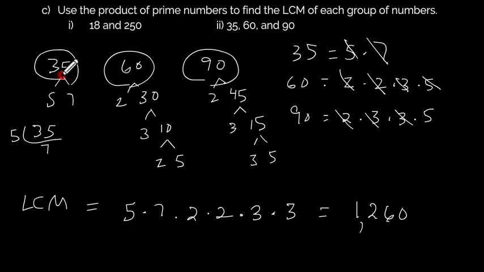If we started listing out the multiples, like if we did 35, 70, 105, and then we did the same thing with 60, 60, 120, 180, 90, 180, etc. Eventually, the first common one that we would get would be 1,260, and you can see that would take a lot of work. So using this prime factorization is a way to find a least common multiple, which is the same thing as the lowest common denominator.